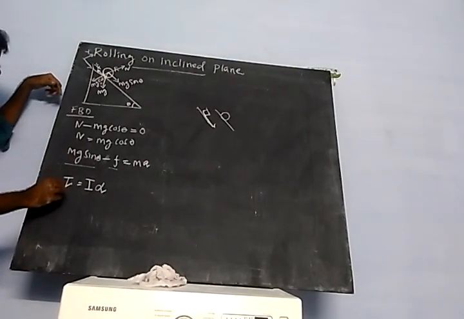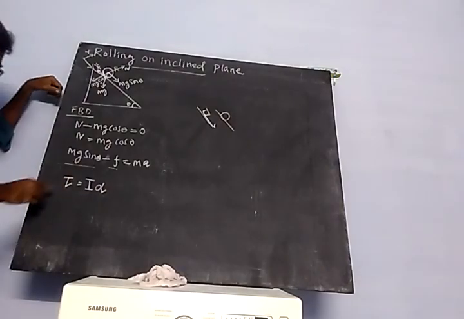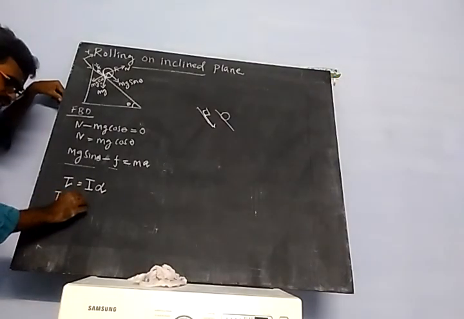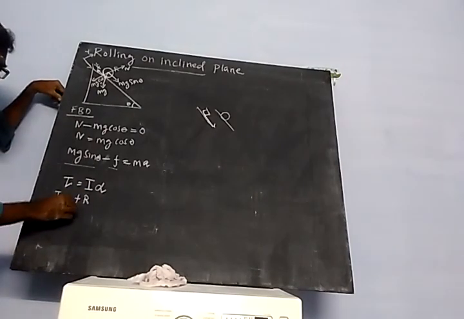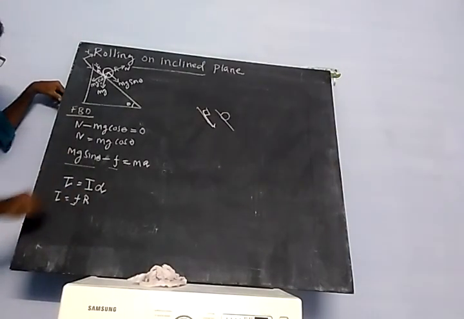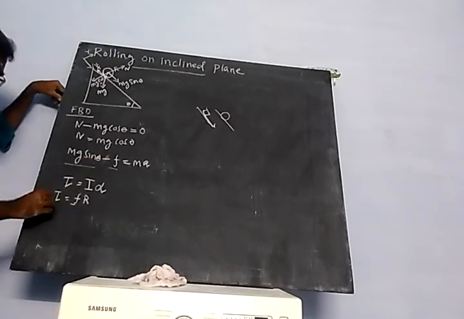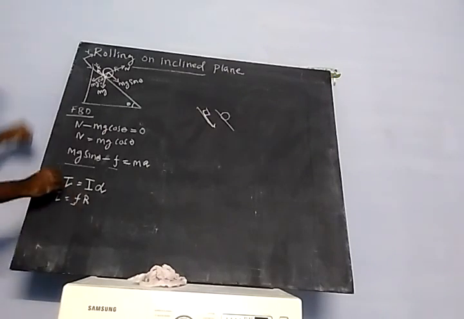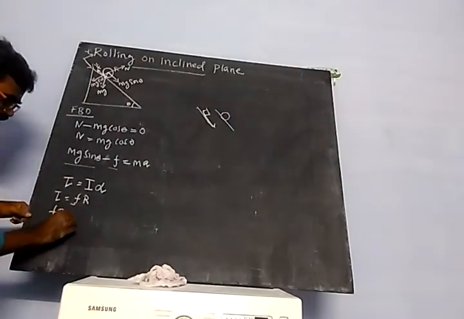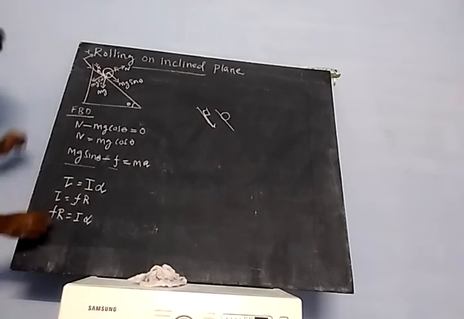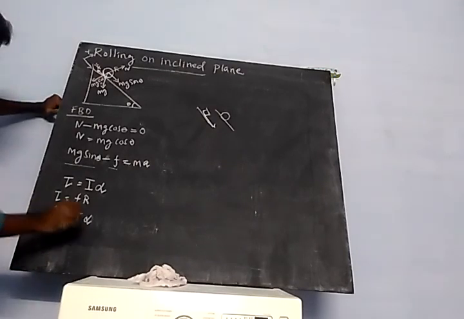Then torque in rotational motion is equal to I alpha. In linear motion, torque is the force into perpendicular distance. What is that force? That force is the frictional force. Already I told you, only the frictional force sets up the torque. So torque is equal to Fr. You can substitute that: Fr is equal to I alpha, where R is the radius of that rolling object.